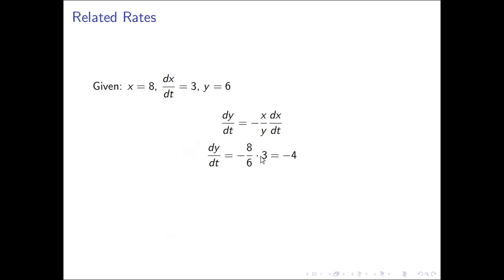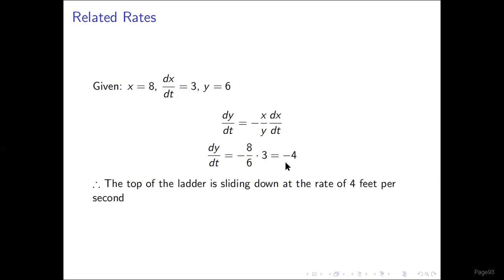So what does this quantity tell us? It tells us that the top of the ladder, because of the negative sign there, is sliding down at the rate of 4 feet per second. Of course, if the bottom is sliding away from the wall, the top should be sliding down. And therefore, we expect a negative result here.